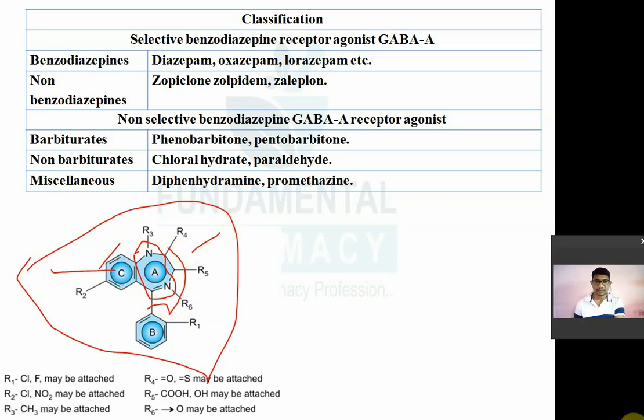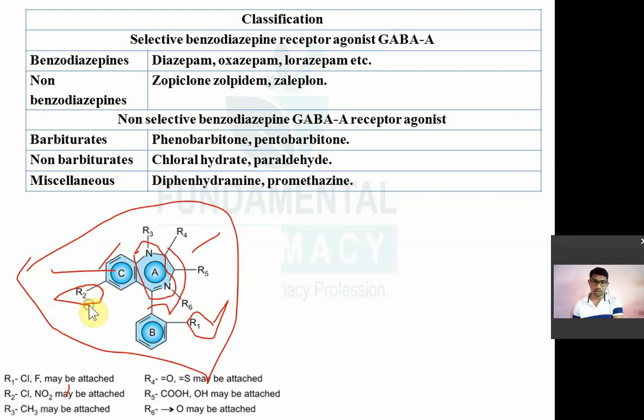Actually, this is a part of your medicinal chemistry. At position R1, you can have any halogen atom, either fluorine or chlorine. At R2, either a methyl group, or a chloro or nitro group will be there.